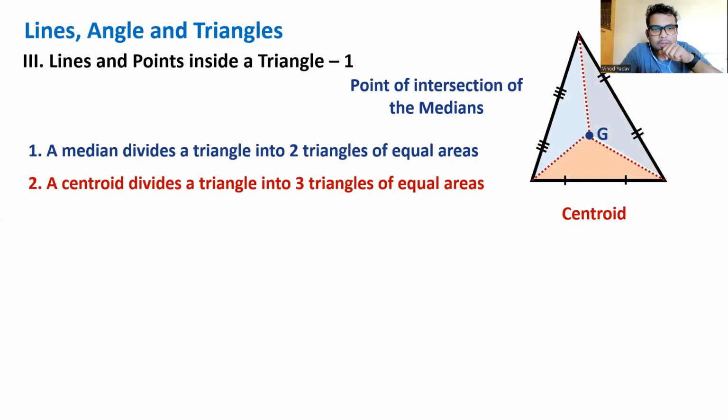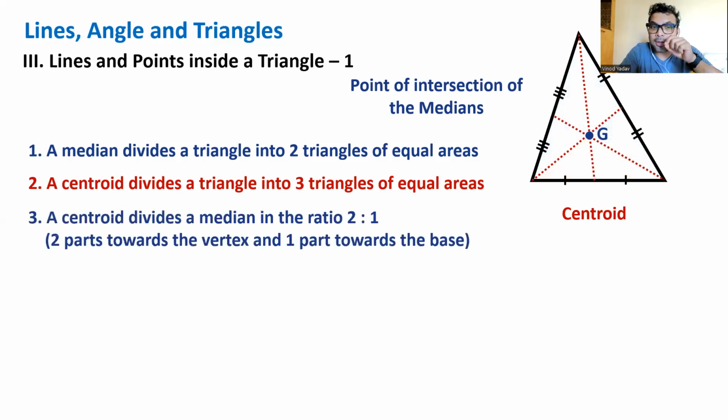Okay. Now next is very important property. Centroid divides the median in the ratio of 2:1, 2 towards vertex and 1 towards base. This way, this way, this way. Okay. And we have one more relation.